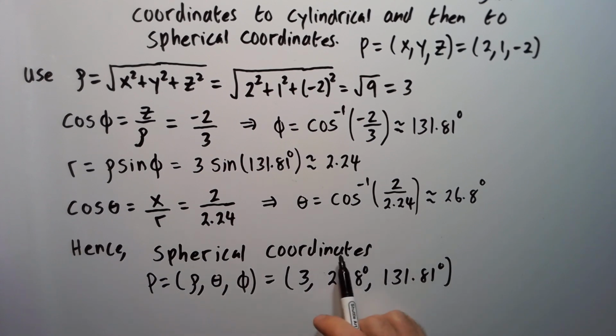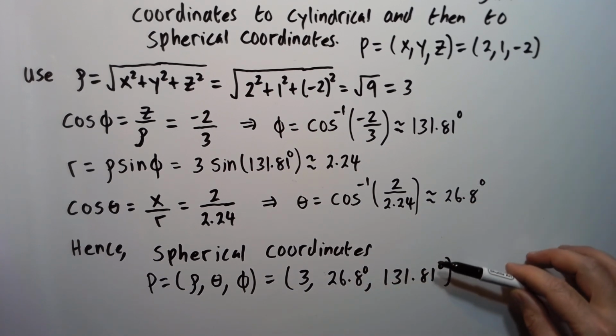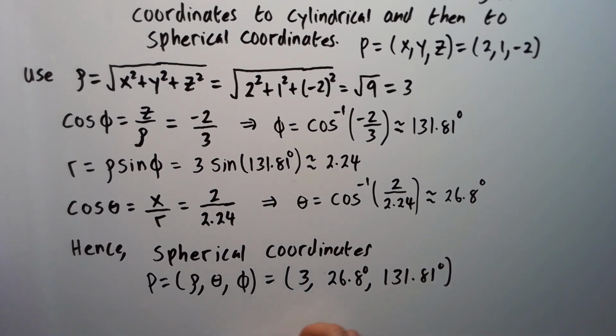So hence then our spherical coordinates will be rho, theta, phi. So rho we found was 3 here. Our theta we found was 26.8 and our phi was 131.81. We can also write our cylindrical. Let me do it here.